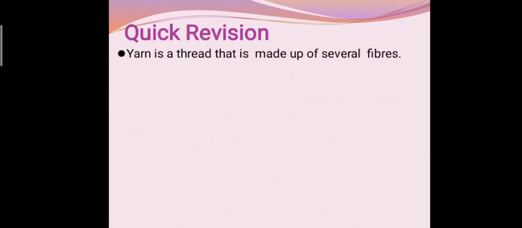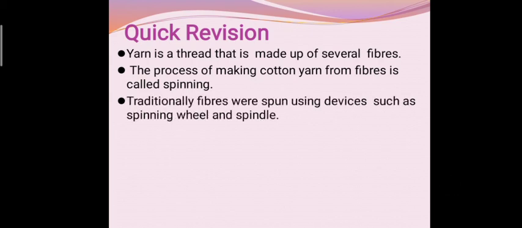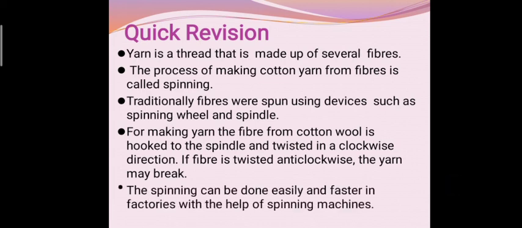Now students, let's do the quick revision. Yarn is a thread that is made up of several fibers. The process of making cotton yarn from fibers is called spinning. Traditionally, fibers were spun using devices such as spinning wheel and spindle. For making yarn, the fiber from cotton wool is hooked to the spindle and twisted in a clockwise direction. If fibers are twisted in anti-clockwise direction, the yarn may break. Spinning can be done easily and faster in factories with the help of spinning machines.